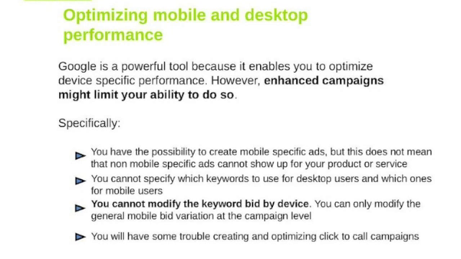Secondly, you cannot have keywords that are specific for mobile devices, and you cannot have a bid per keyword that is customized to the device. So you can just have a general bid modification that is, for example, minus 80% for mobiles, but you cannot do that on a keyword level. And finally, you would have some problems actually creating click-to-call campaigns, and we will actually talk about that later on.